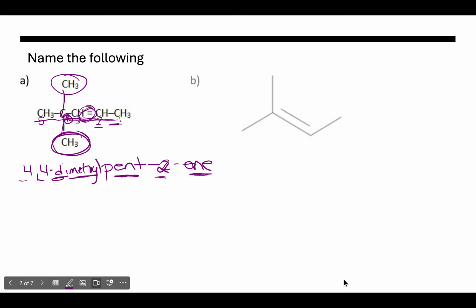Looking at example B, we still want to number our carbons, giving the smallest number to the double bond. So it's either going to be 1, 2, 3, 4, or 1, 2, 3, 4. In this case, I'm going to number from left to right. The reason being is either way I went, my double bond was on carbon 2. So then I have to look at my side group, and I have this methyl group on carbon 2. So because I have a side group and a double bond on carbon 2, I'm going to go left to right. My longest chain is 4.